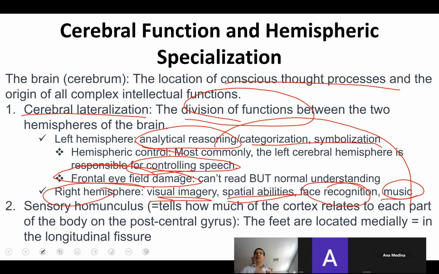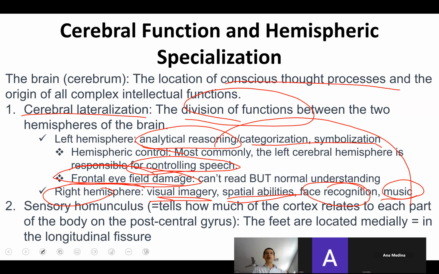For example, if you want to read a text, you can't read the text if this frontal eye field is damaged, even though you will have a normal understanding, because the job of the brain is so well separated. One part of the brain, for example, just moves the eyes. Of course you can't understand, but it depends on which area is damaged, right?